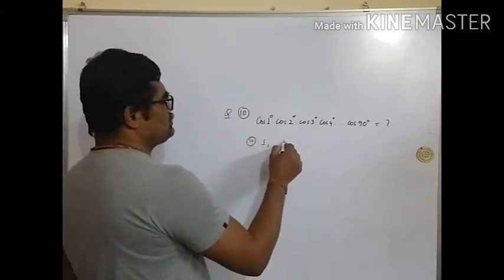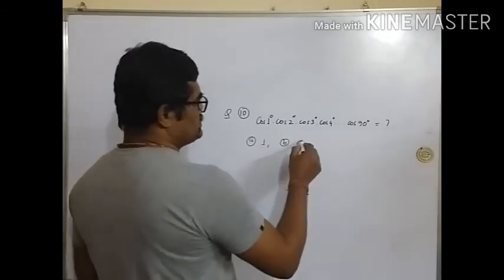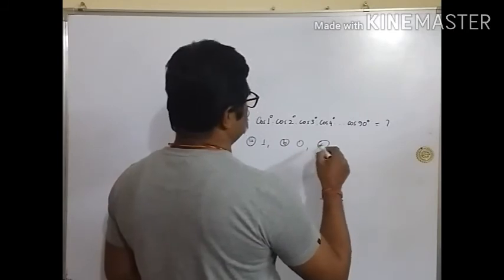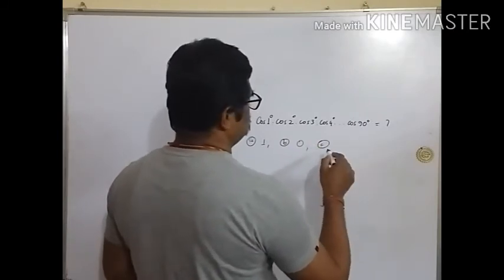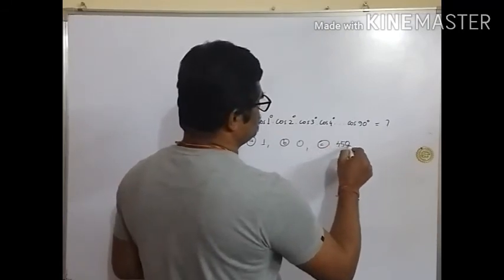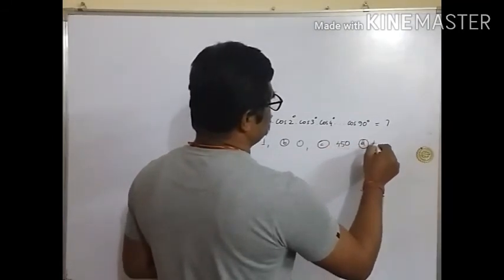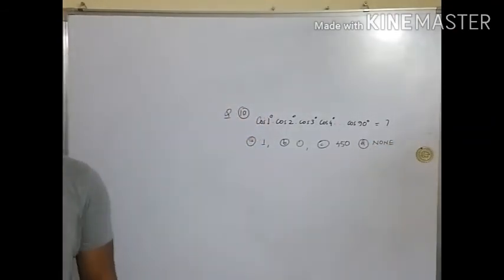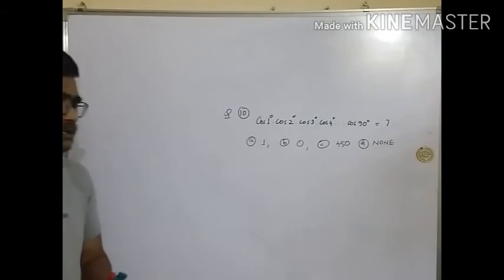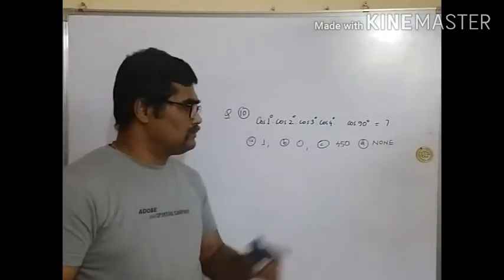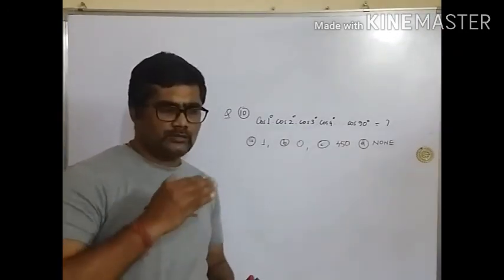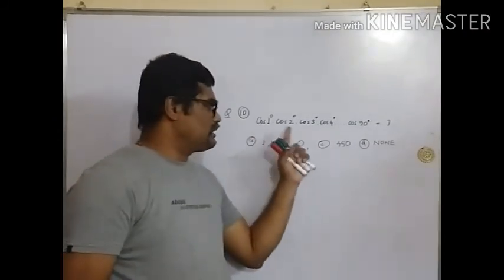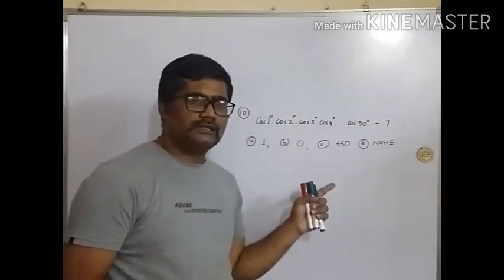Option number A 1, option number B 0, option number C say 450, and option number D, as usual, will keep it as none of this. If you are clever, then try to identify the meaning of these three dots. Three dots मतलब ऐसे ही continue होना है. Meaning 1 degree, 2 degree, 3 degree, 4 degree, 5 degree, 6 degree करके जाते रहो.